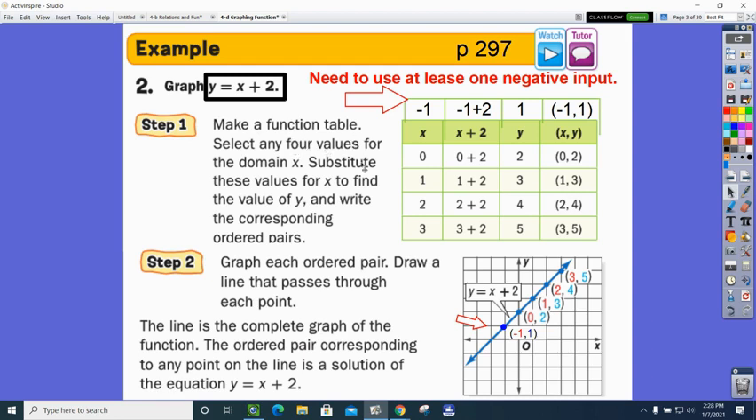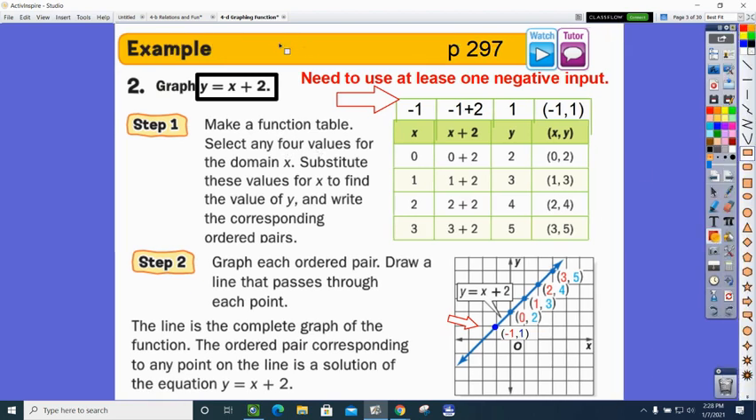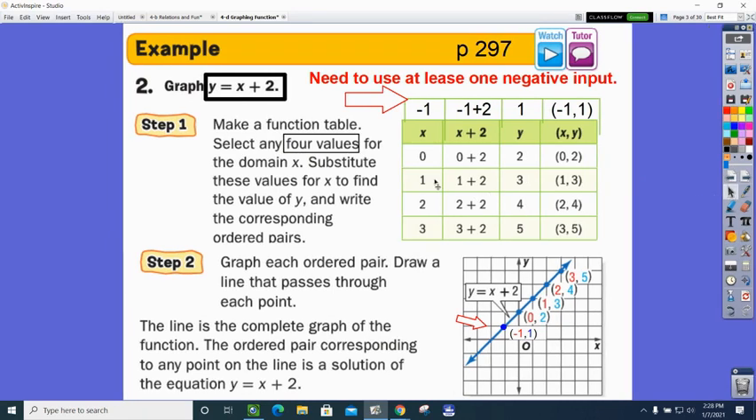So you're going to start by making a function table. You notice we are going to do 4 values, but I'm asking that one of those 4 values be a negative. Now notice that they are picking numbers that are close to 0. They're not using inputs like 100. Could I have put 100 in for x? Sure. And your output would have been 100 plus 2, 102. But who wants to graph that point? So they're picking these values close to 0 to not only make the math easy, but to make the graphing easy.